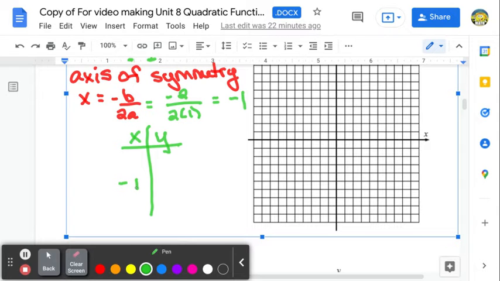Okay, those two match. So now I'm just going to count up 3 spaces, negative 2, negative 3. I'm running out of room. Negative 4, 0, 1, 2. So what we've just made now is our table.